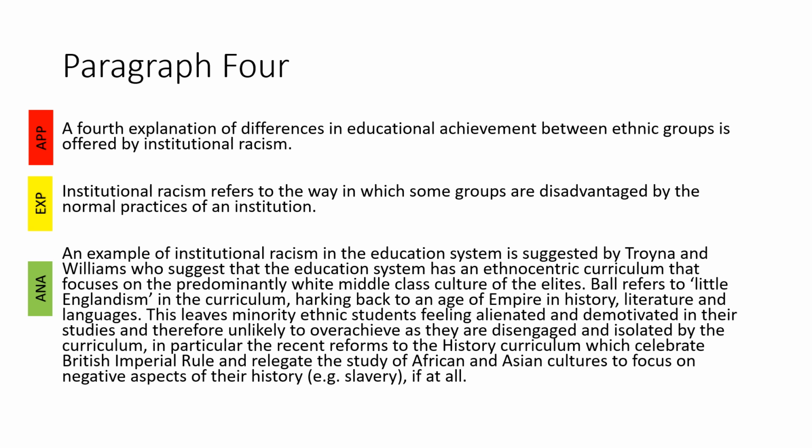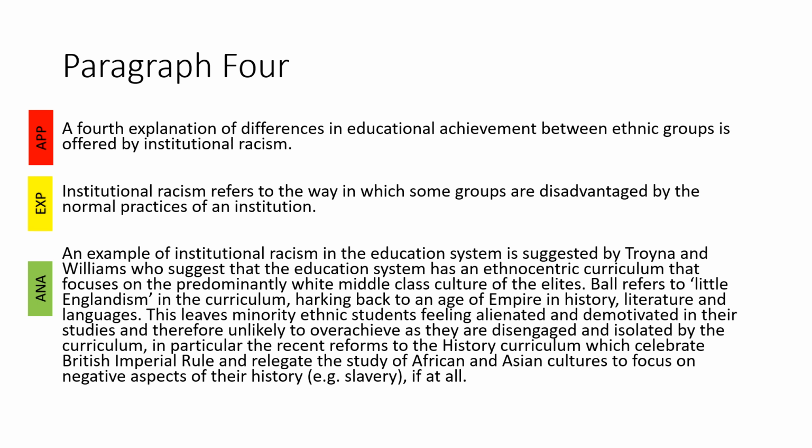A fourth explanation of differences in educational achievement between ethnic groups is offered by institutional racism. Now I'm going to explain: institutional racism refers to the way in which some groups are disadvantaged by the normal practices of an institution. Let's go into my analysis. I'll start with an example. An example is a really good way of showing, if you can't quite find the words to talk about how a process works, give an example. It shows a deeper understanding without you having to get too technical. But I'll talk about this now.